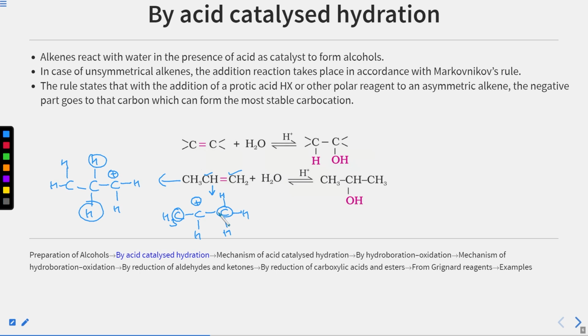Now more alpha hydrogens means greater hyperconjugation. Greater hyperconjugation means greater stability. So you can just remember it directly also that tertiary is more stable than secondary and secondary is more stable than primary. So we will form the carbocation here only. Therefore the negative part will be attached to this carbon which is forming the stable carbocation. So you can see the result here also. This is just a mnemonic device that you can use to directly interpret your product. But if you go through the mechanism, it is not that much simpler.